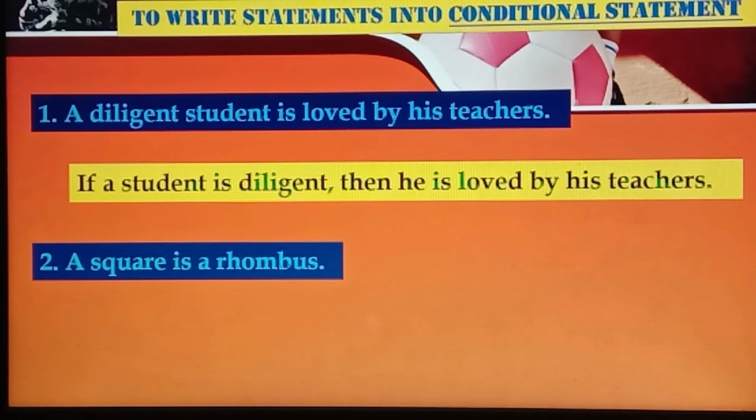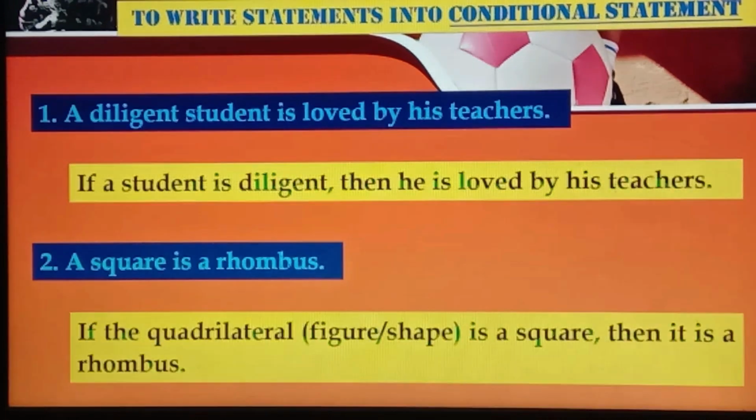And to write that into a conditional statement using the if and then words, it will be, if the quadrilateral is a square, then it is a rhombus. Now, if you are not familiar with the word quadrilateral, because it is known to be jargon in the field of mathematics, you could have another word, which could be figure or shape.